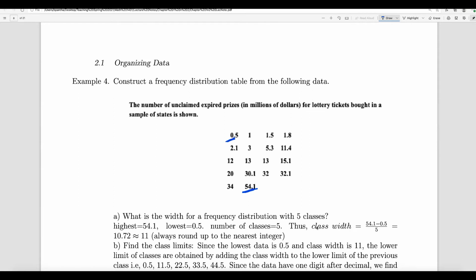So to find out the class width, the formula is highest minus lowest over number of classes, which is 5. If you do that, you will get 10.72, which is 11. Always round up. 11. Okay. So how do I find out the class limit?